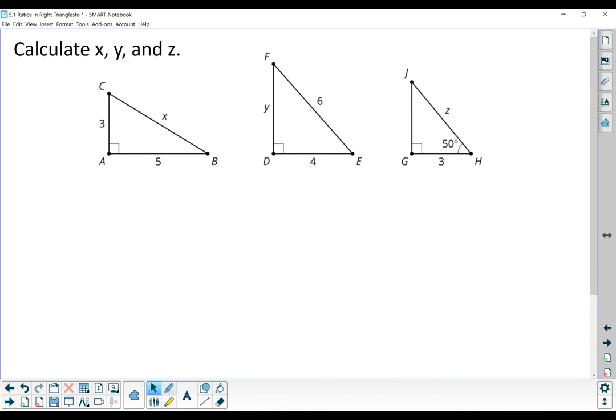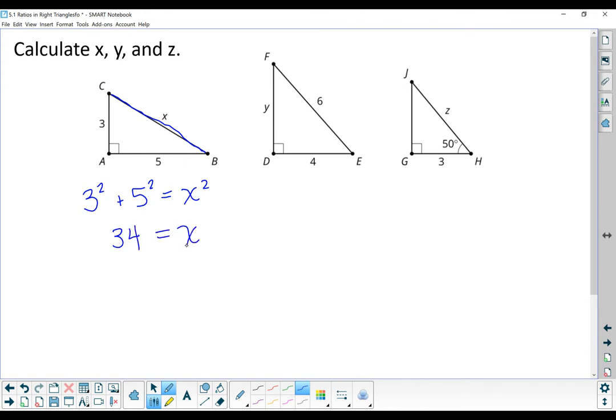So our first three little example problems have right triangles, and it gives you some information and asks you to calculate one of the side lengths. In this first triangle, we're going to calculate the length of the hypotenuse right here. It's a right triangle, and we know the two leg measurements, so we can use the Pythagorean theorem. That will be leg squared plus other leg squared is equal to hypotenuse squared. If we add 3 squared and 5 squared together, we get 34 is equal to x squared.